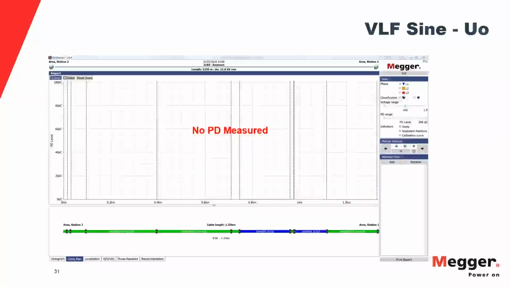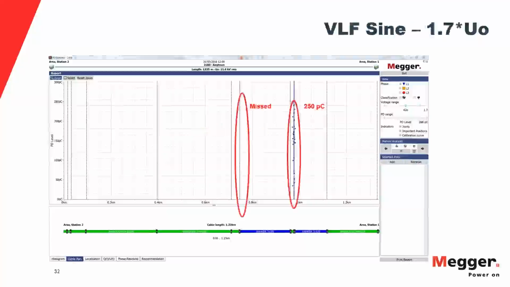Let that sink in for a second. There was no PD measured, even though the damped AC clearly showed two problem points. So what this is telling me is that my VLF sine is giving me a false good result, which is very dangerous as well. I don't know that there's a problem out in my system. Even when I bring the VLF sine up to 1.7 times voltage, it completely missed this splice at 750 meters.